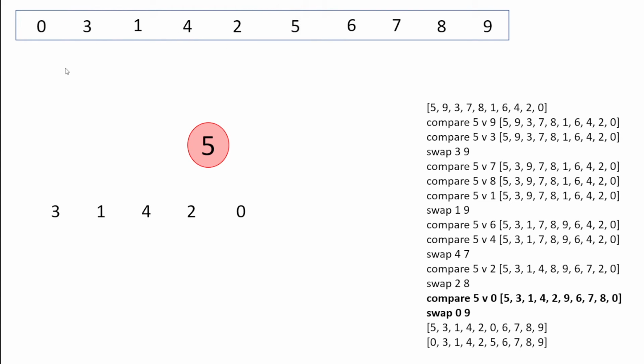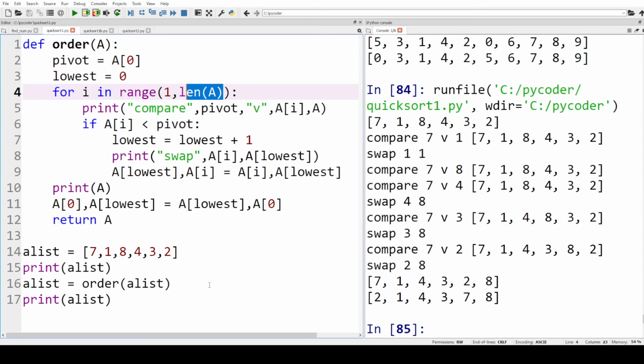So now we have our numbers 0, 3, 1, 4, 2, which are lower than our pivot 5, and higher we've got 6, 7, 8 and 9. So that's how we moved the numbers lower and higher than the pivot. Now we will have to change our code. At the moment it's just for one pass.